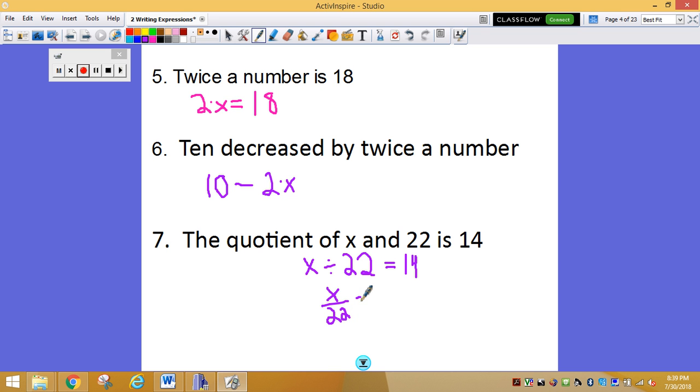And that's how you're really going to see division in all of your high school math courses. The division sign, this sign, it really goes away. We don't use it. We write it as a fraction. So this is another way to write it. X divided by 22. Both ways are correct. Again, I'm not going to count off, but I do want you to see this because when you take your end of course test at the end of the year, this is how they're going to write this statement, okay?